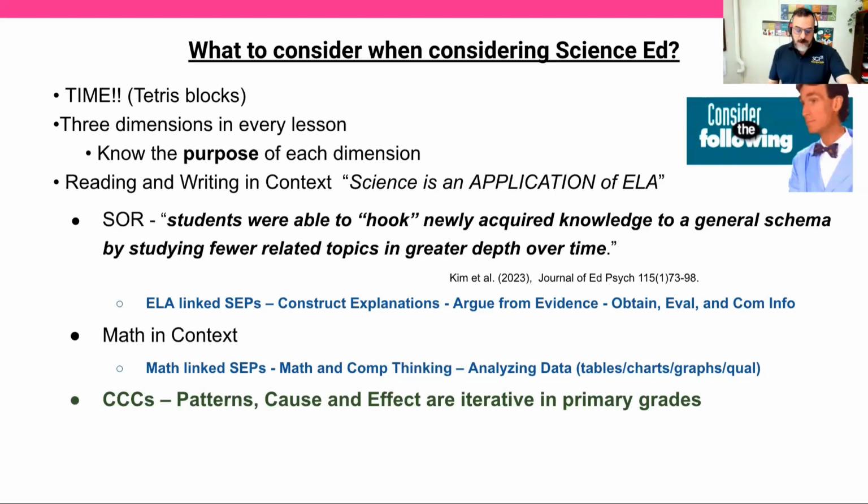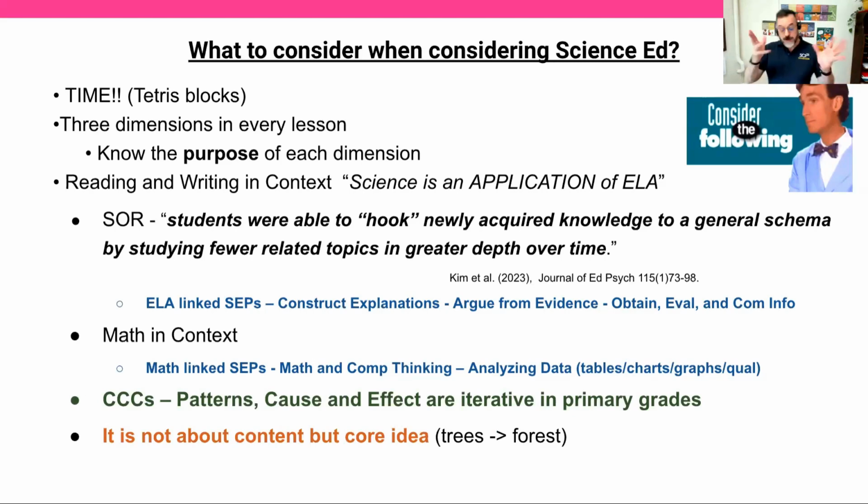So if we go on a little bit further, I'm sorry, and the core idea. So that is my favorite. I almost forgot about that. But it is content and not core idea. It's not content, but it is our core ideas, because the core ideas allow us to apply that into different places. Trees and forest: our content is our individual trees. The forest are the core ideas. Can we transfer that information over to another area?